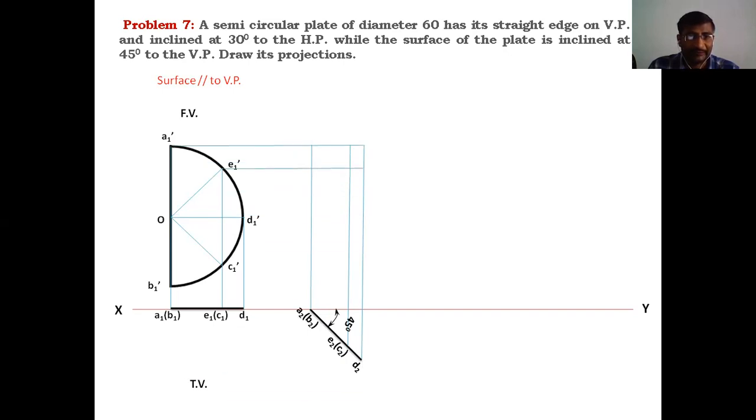Like this: from A1 dash, from A1 dash, from E1 dash, from B1 dash, and C1 dash, finally from B1 dash. These are the horizontal projections. These are the vertical projections. These projections intersect each other. The intersection points will give the final second stage front view points.